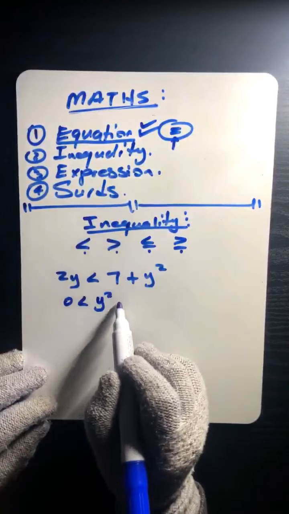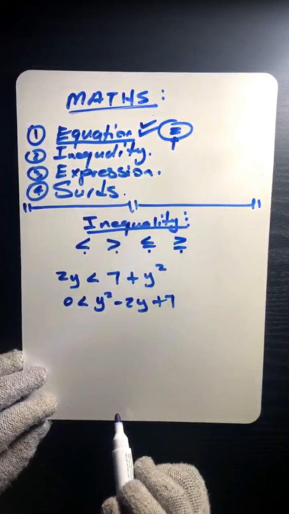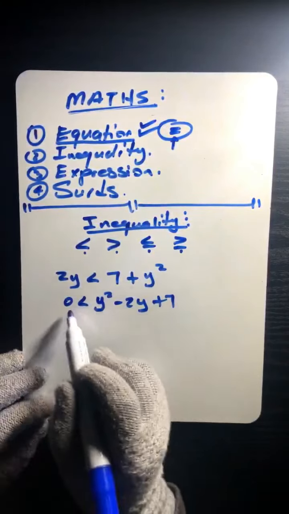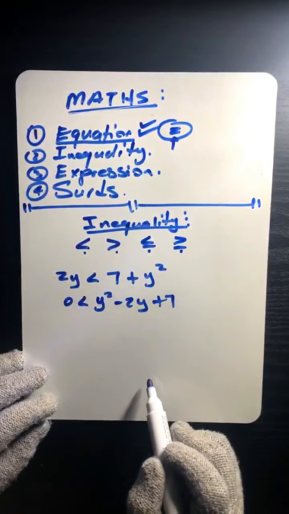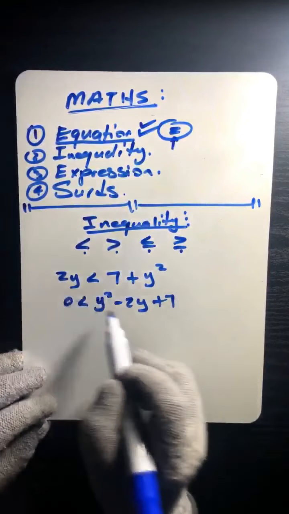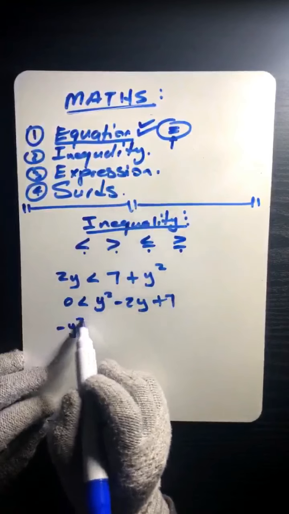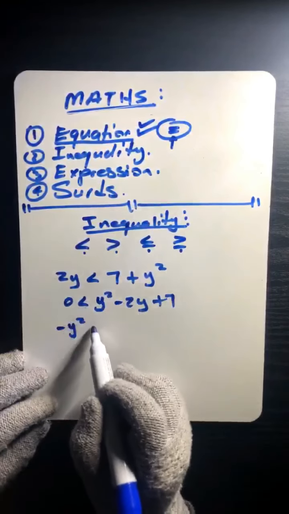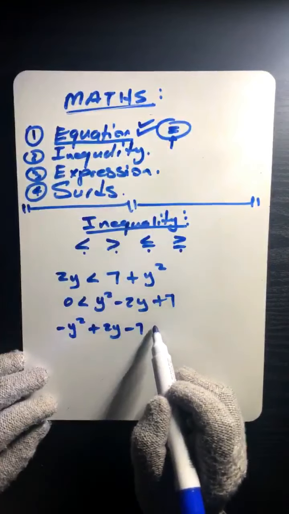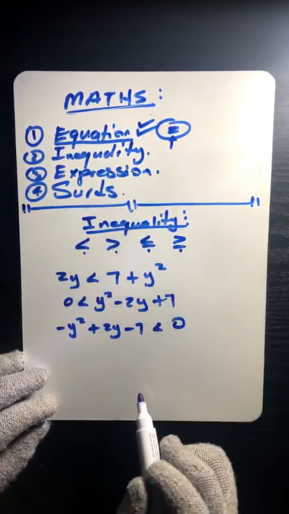Y squared minus 2y plus 7, 100%. So this thing, what were you saying there? It's more like, now let's say for example you transpose. If you want to write it nicely, you transpose, you have negative y squared, and then you transpose, you have positive 2y, you transpose, you have negative 7, less than, you transpose, negative 0 is just 0, isn't it?